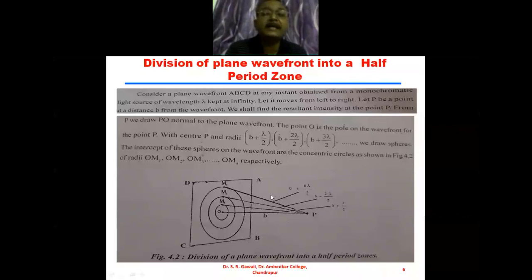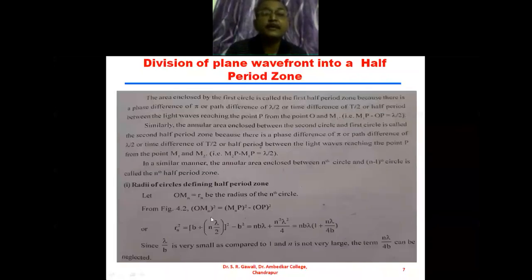It is nothing but a right angle triangle. So this is one side of this right angle triangle, this is another side of the triangle, and this is nothing but the hypotenuse of the triangle. This hypotenuse is to be obtained by using the Pythagoras theorem: MnP square is equal to OP square plus OMn square. So OMn square is equal to MnP square minus OP square. We are obtaining the distance OMn.